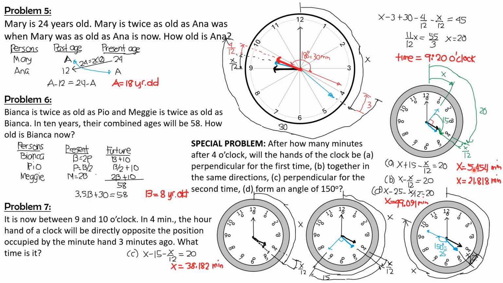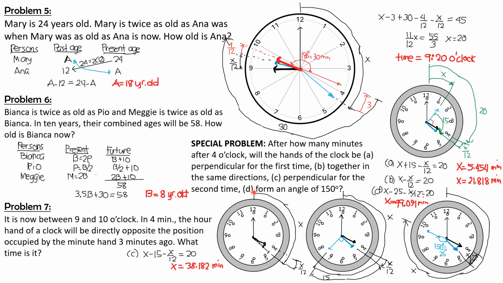So that would be the guide, the technique when you solve a basic problem on clock like this. So for letter B, let's consider this clock here together in the same direction. So this would be the hour hand, and this should be the minute hand from this 4 o'clock reading.